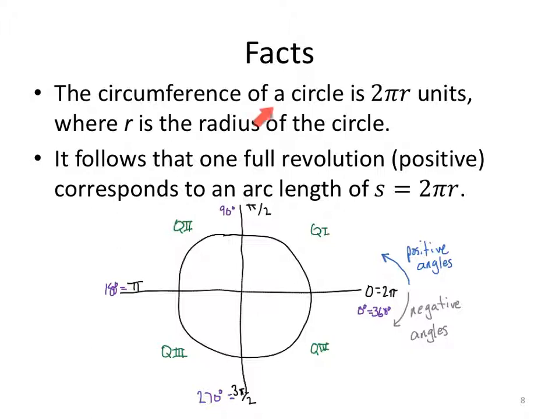Now we know the circumference of a circle is 2 pi r units, where r is the radius of the circle. We've known this since, I think, elementary school. It follows that 1 full revolution, starting at the initial side and coming one full distance around, corresponds to an arc length of s equals 2 pi r. And when the radius is 1, it's s equals 2 pi.